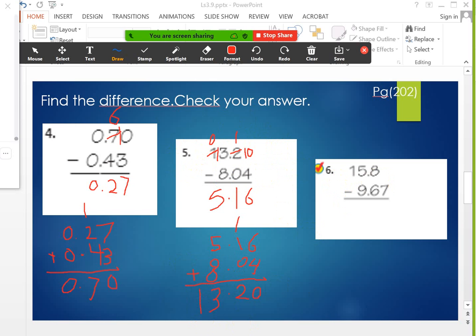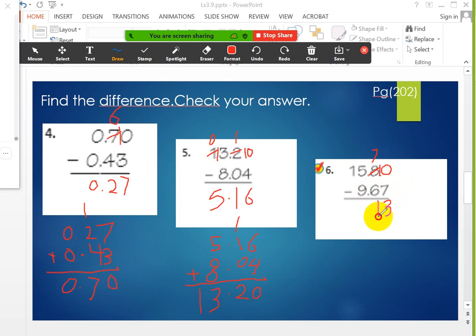Now let's see number 6. I will choose a girl to help me. Yes, Sheikha? I want to subtract this number. Let's start with the first digit. 0 minus 7. 0 minus 7, we can't. We will take from the 8. It will be 10, and the 8 will be 7. Very good. Now 10 minus 7 equals what?